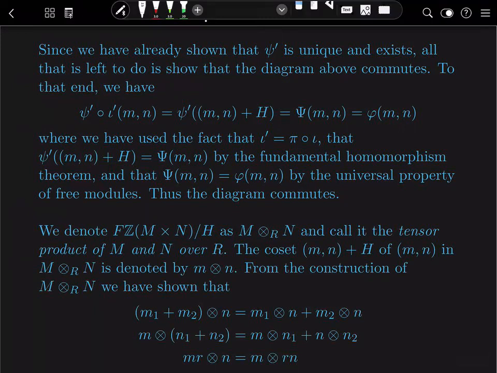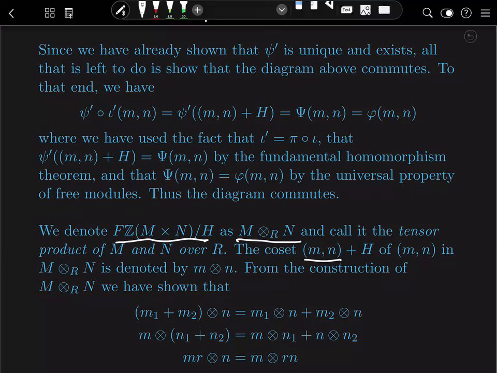Now, this is where the notation comes in, because we've done the hard part. We call this object the tensor product, and we call it m tensored over r with n, and we represent the coset of m comma n plus h in the tensor product as just m tensored with n, and that's how we say it. We say m tensored with n.